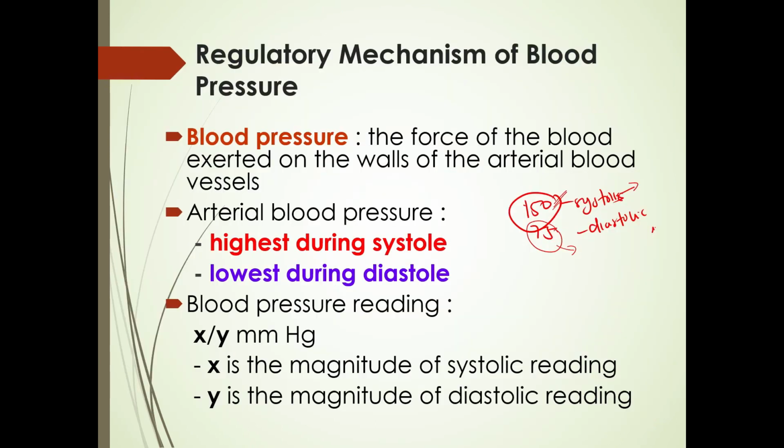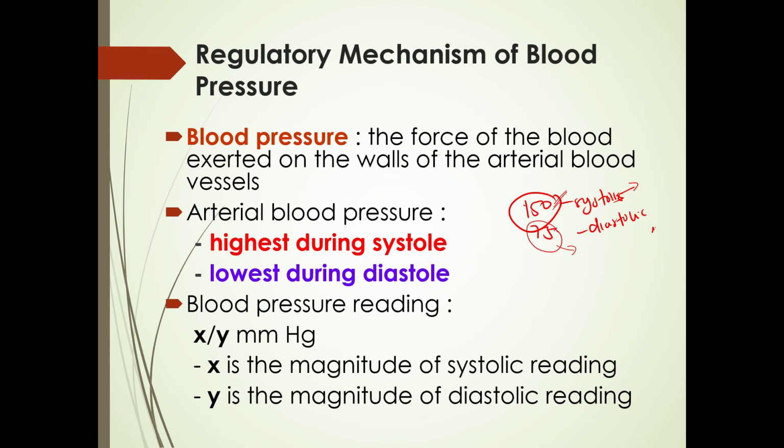Next is the regulatory mechanism of blood pressure. What is actually blood pressure? It is the force of the blood exerted on the wall of the arterial blood vessel. The arterial blood pressure is highest during systole. Systole means at that time the ventricle contracts and pushes the blood out from the heart, whether through the pulmonary arteries or through the aorta. At that time the blood pressure is highest.